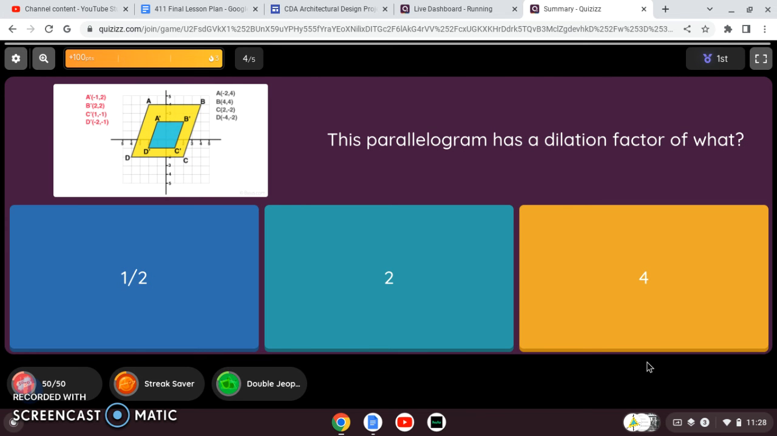Okay, this parallelogram has a dilation factor of what? Before you answer this one, I'm pointing out that the original parallelogram we are starting with, which we should be able to tell just based off our points how they're labeled, is the yellow one. The yellow one has been dilated and now is the teal one. So our coordinates for our original parallelogram are in black. The coordinates for our new parallelogram are in red.